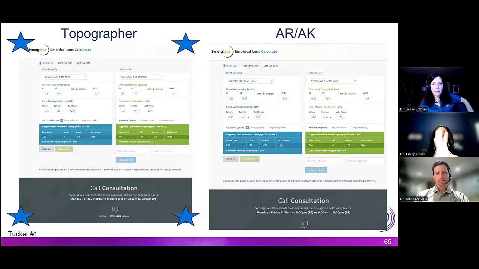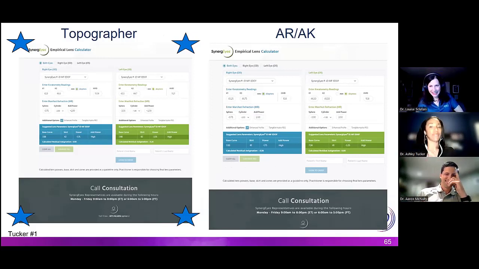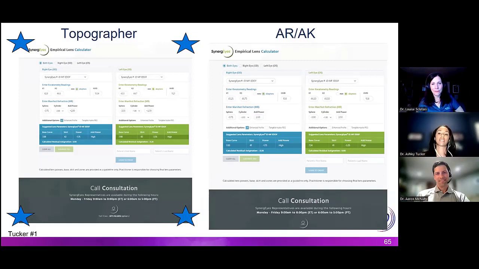So I use my topographer to calculate data, and then I also use my autorefractor. Man, you are a nerd. I know, but you guys asked me for data for the EAP, so I gave it to you. Thank you. I ultimately decided to design lenses based on the topography, simply because the HVID I felt was a little bit more accurate using the topography versus my slit lamp reticle.